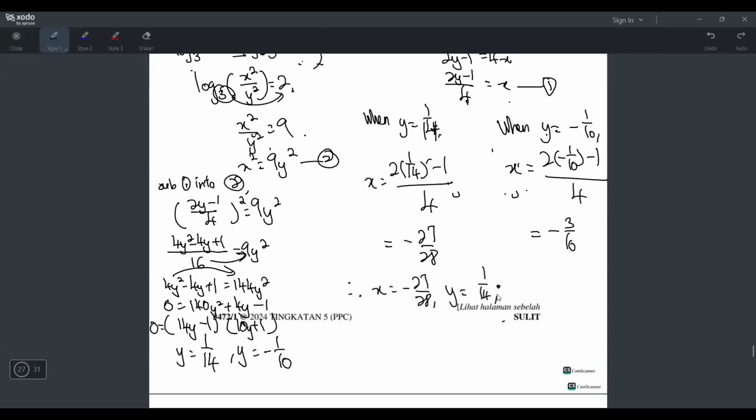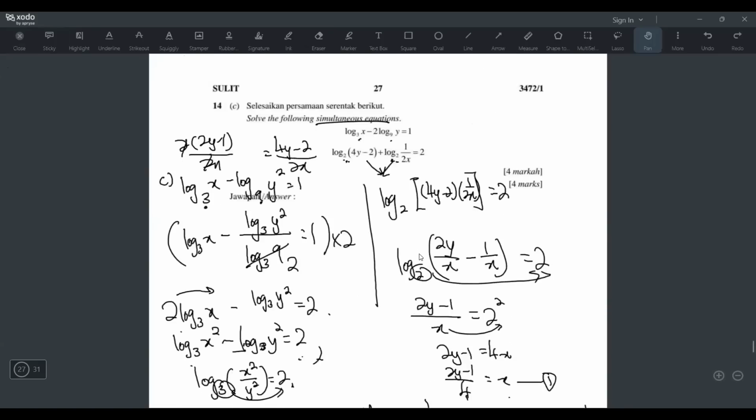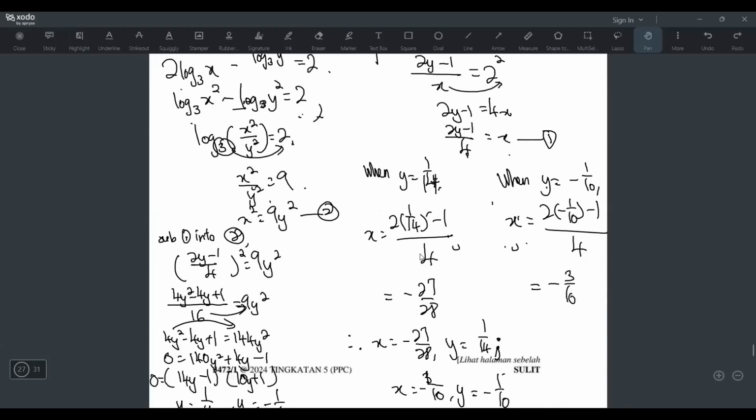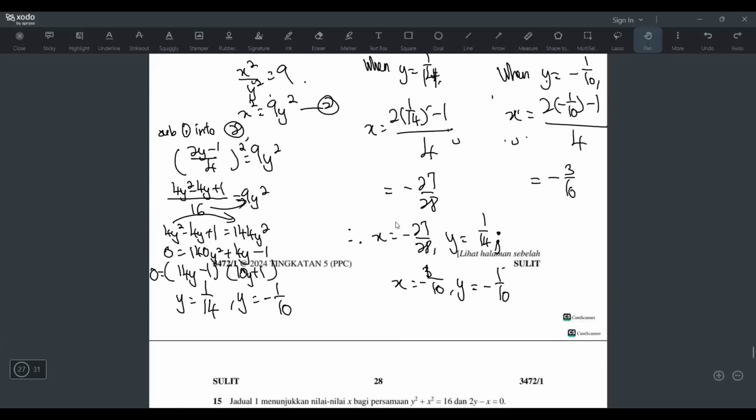And then the other set of answers is when x is, sorry, negative 3 over 10. Negative 3 over 10. My y is negative 1 over 10. Okay, but it's not the same as the scheme answer lah. But I will stick to my working for now, right? If you guys notice anything, tell me in the comments. Okay, all right, I will just leave it at that. Okay, let's continue.